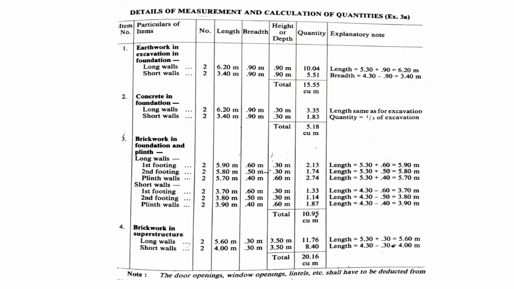Finally, we can see for earthwork total 15.55 m cubes. For PCC work concrete 5.18 m cube. Brickwork substructure 10.96 m cube. Superstructure 20.16 m cube. Okay, thank you.